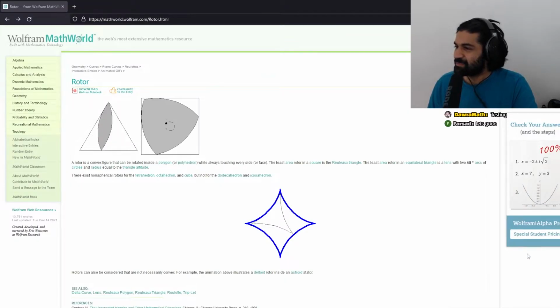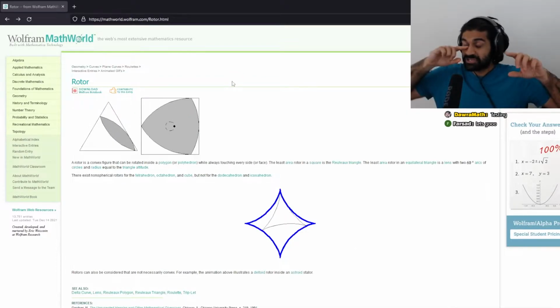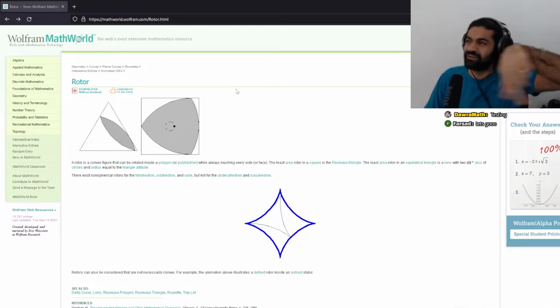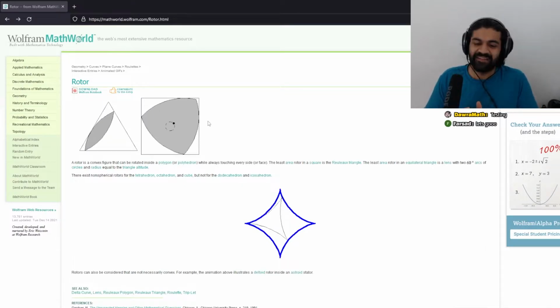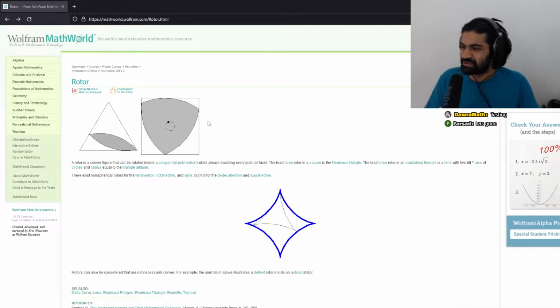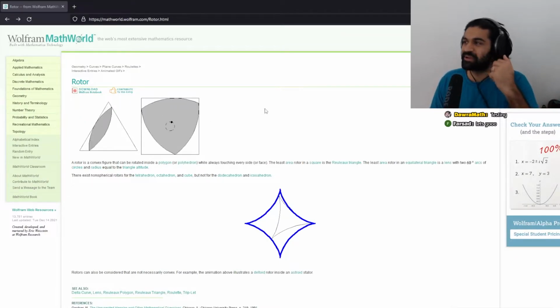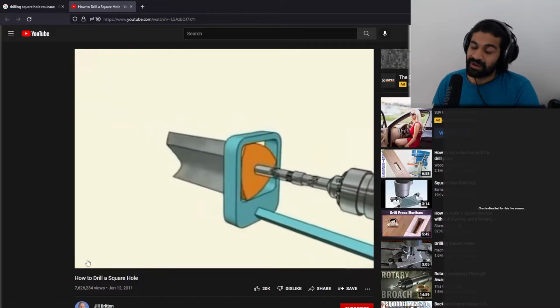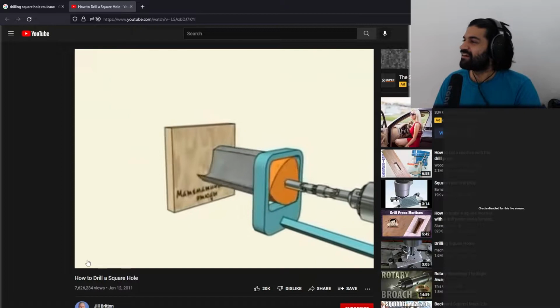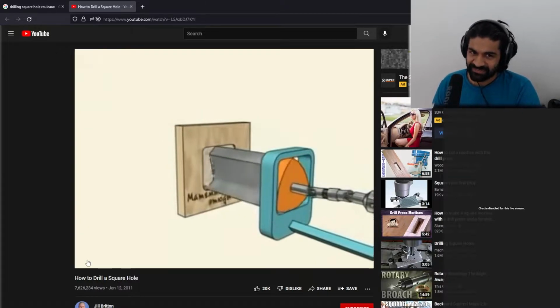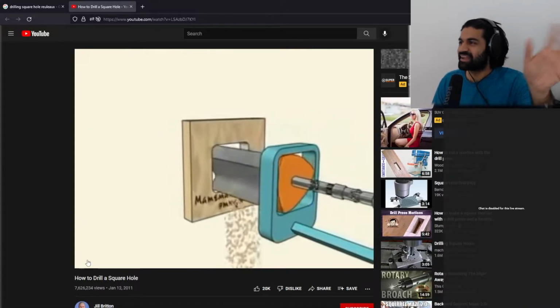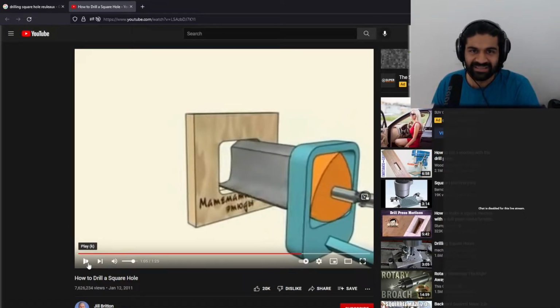So these are called rotors. The shape rotating inside the other shape touches all sides of the outer shape at all times. If you do some hunting on Google, you'll realize two things very quickly. Number one, there actually are practical applications for things like this. There are lots of gear mechanisms or whatever that rely on this type of thing.